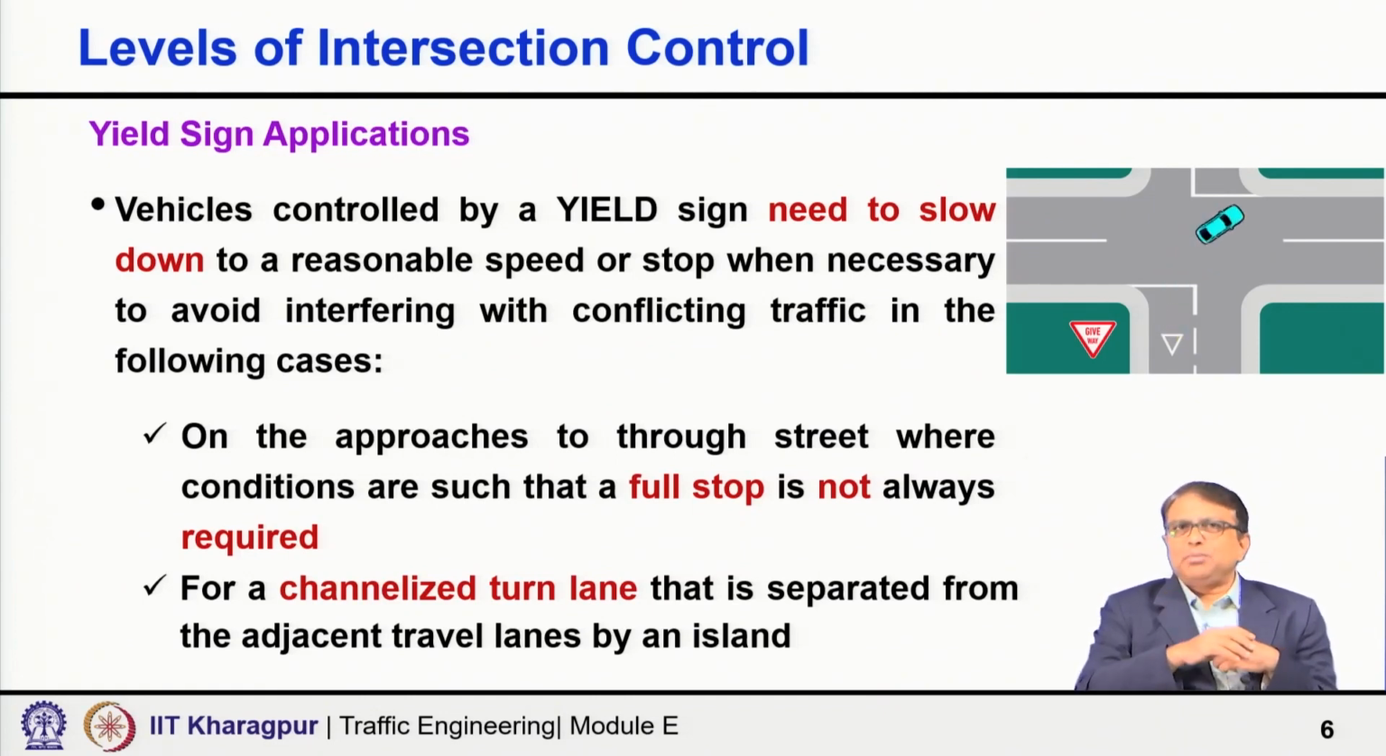So, it is on the approaches to a through street where conditions are such that a full stop is not always required. That means it is possible to operate the intersection safely by providing only yield signs. No need to put a stop sign, to be even more strict in that sense.